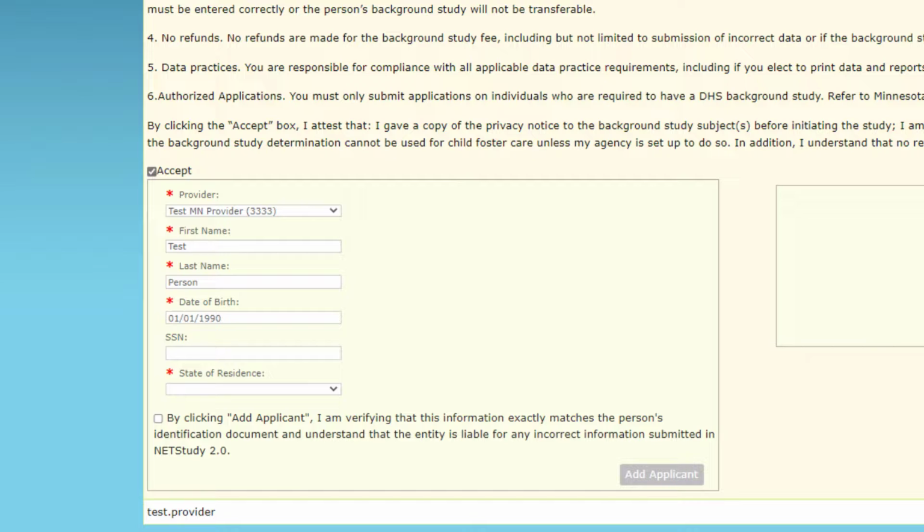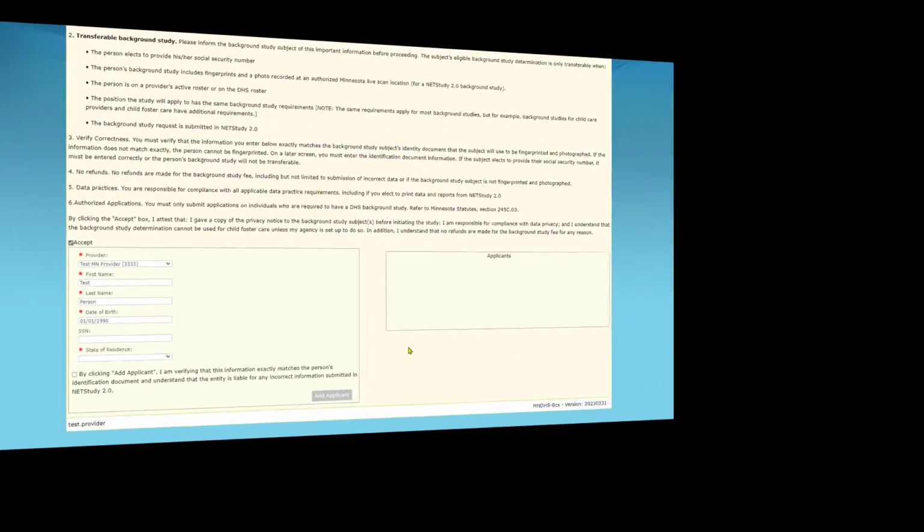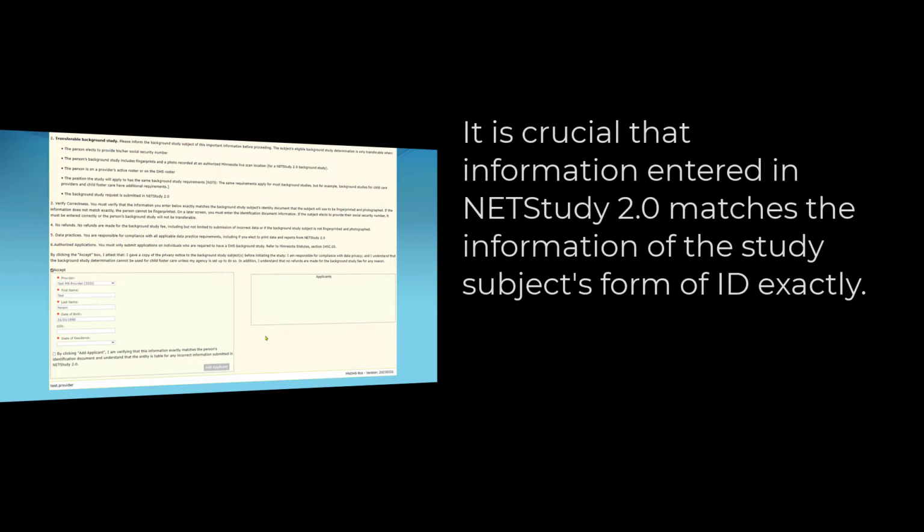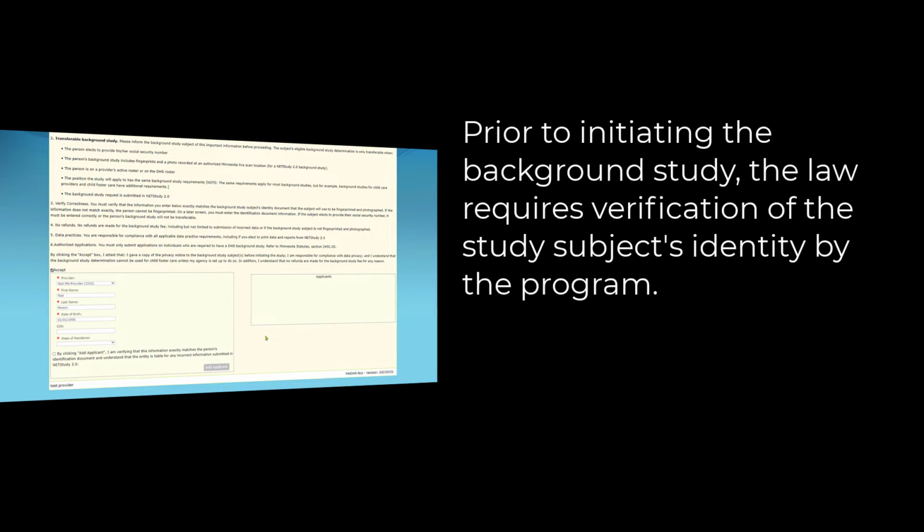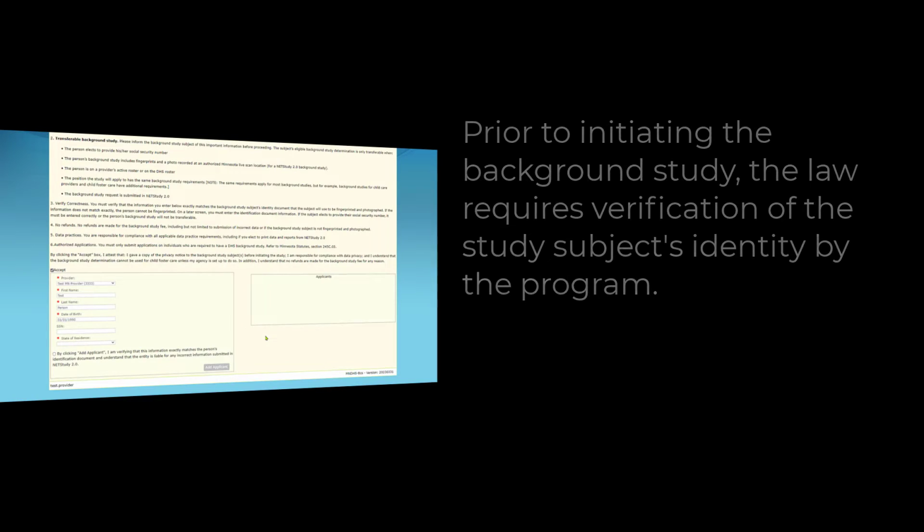Once you select an entity, enter the study subject's first name, last name, and date of birth exactly as shown on the study subject's legal form of identification. It is crucial that the information entered in NETStudy 2.0 matches the information on the study subject's form of ID exactly. Prior to initiating the background study, the law requires verification of the study subject's identity by the program.